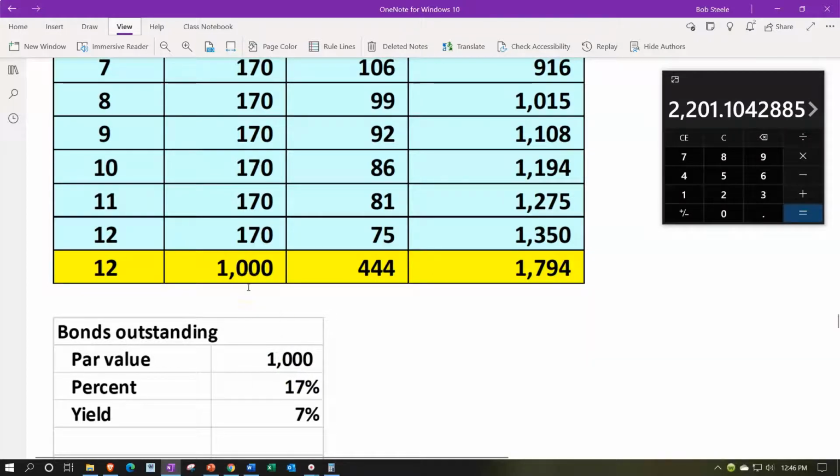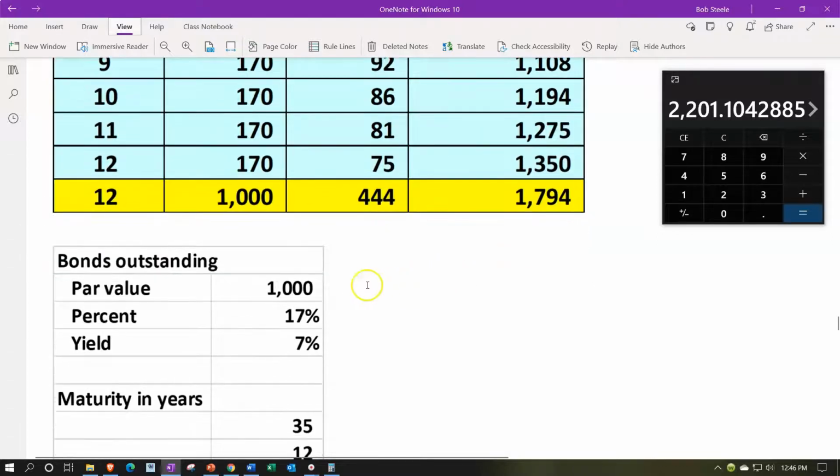The 1,000 present value back would be 444. That 444 plus the 1,350 would give us the 1,794. That would be the result. That would be our price that we will calculate again shortly. Note that price is still higher than the par value of the bond due to the fact that the 17% on the bond is higher than the yield rate in the market at the 7%. However, it's not as high as the last calculation we got to.